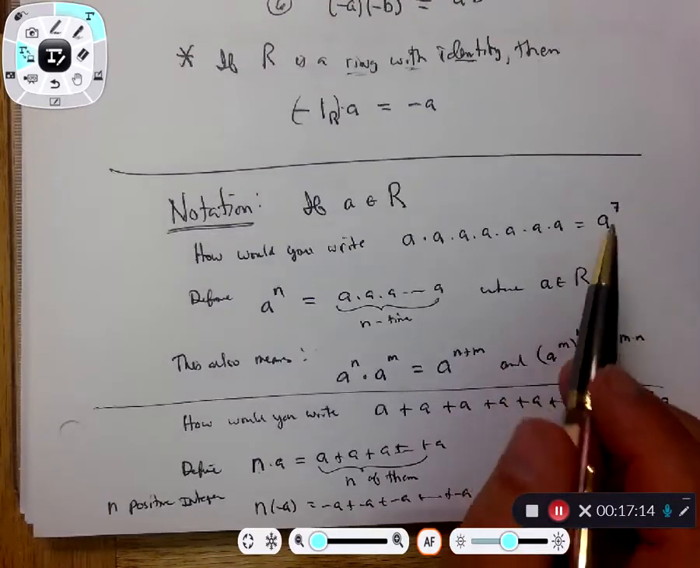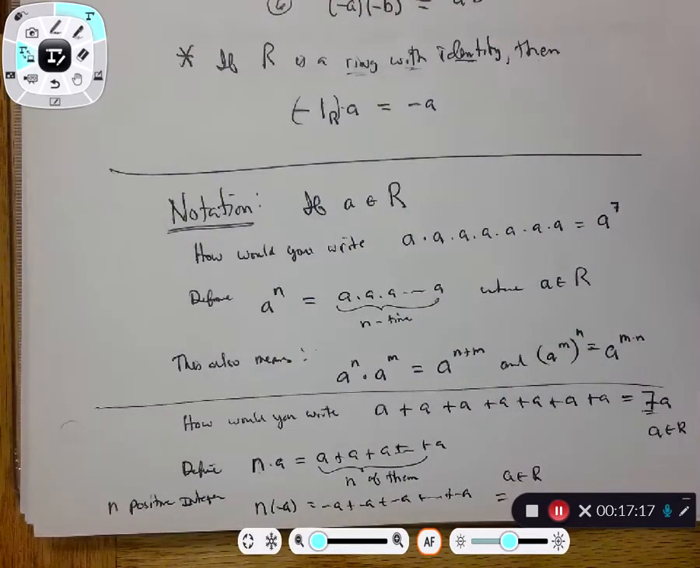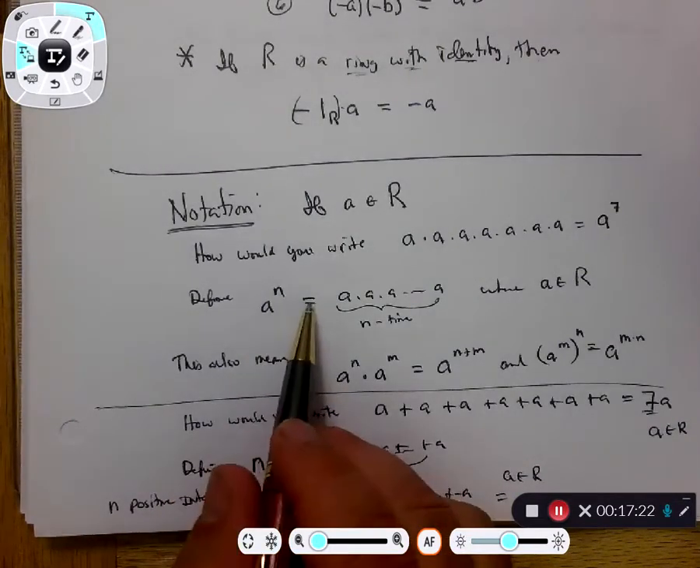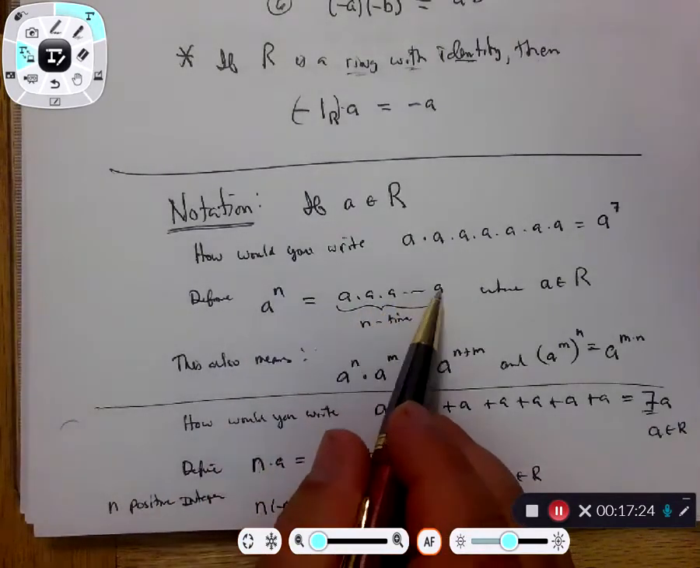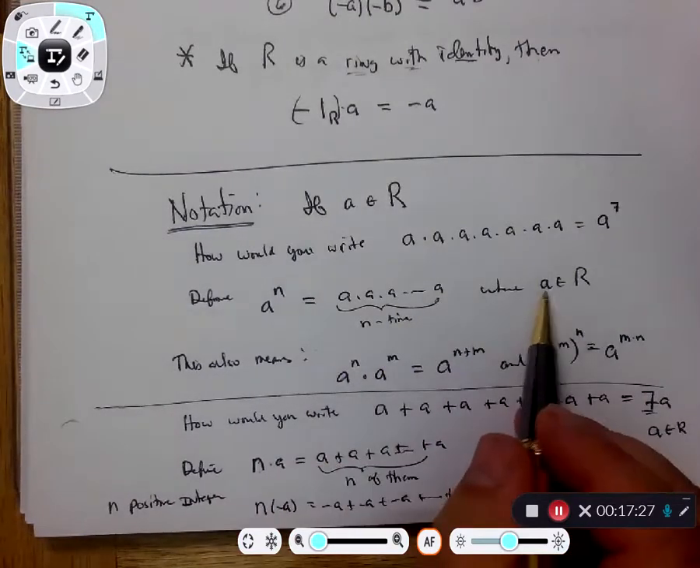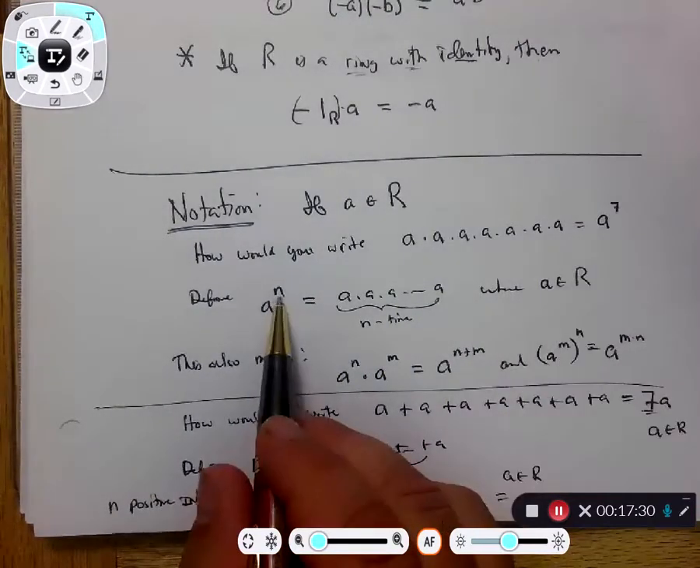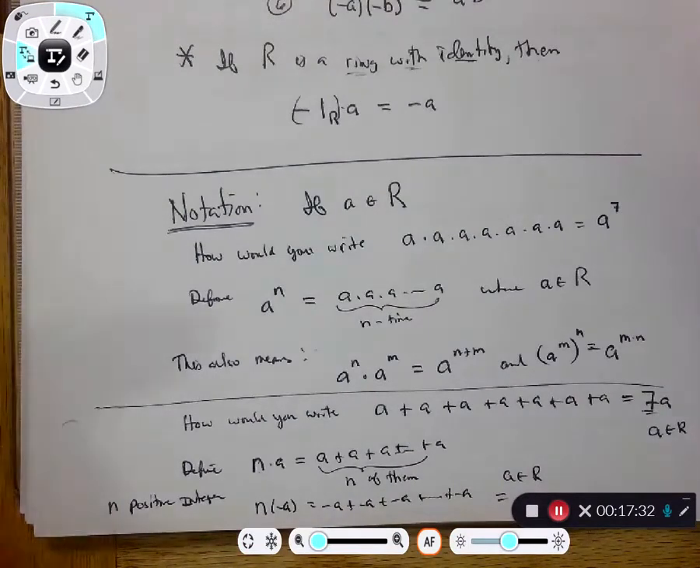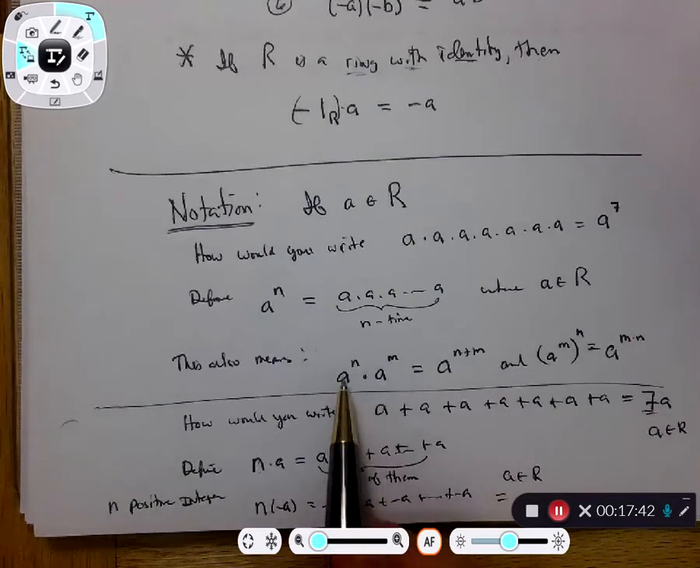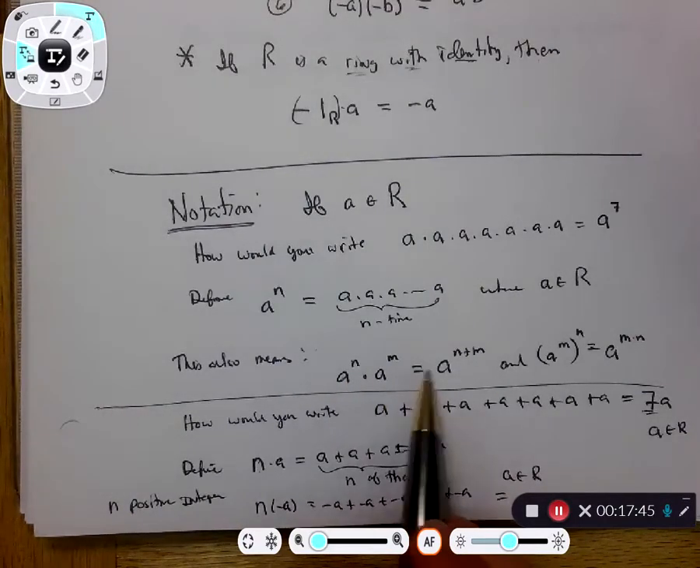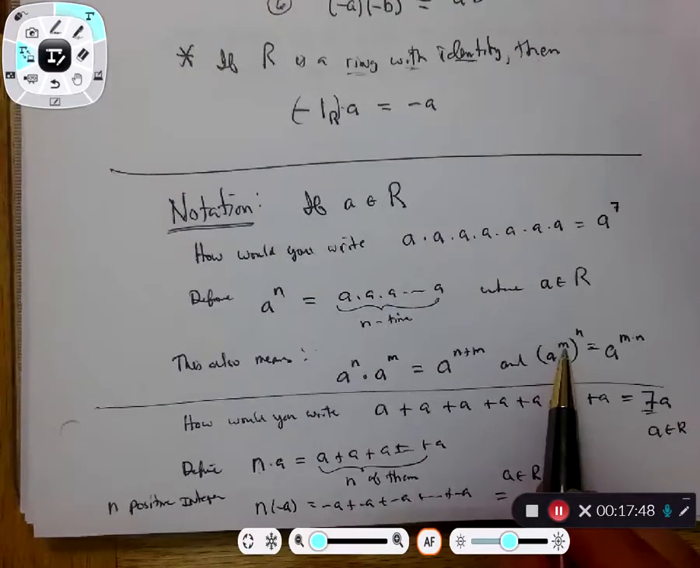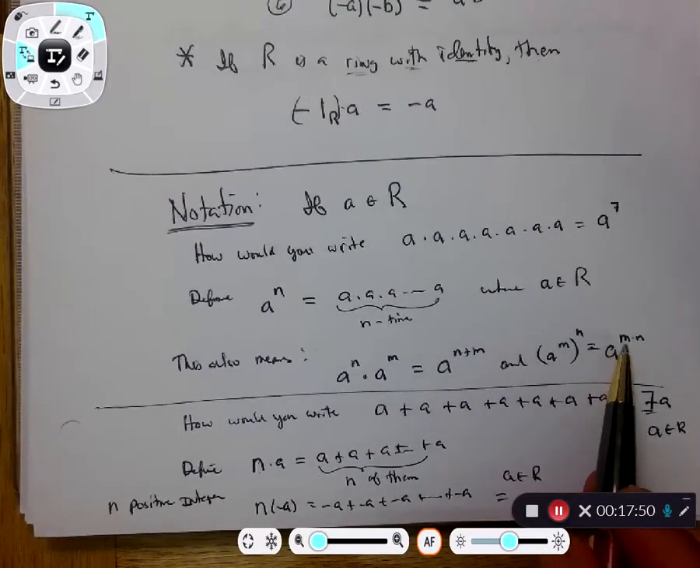So this is going to be your classic positive integer, countable number. We're going to define A to the n to be equal to A times A times A, dot dot dot, times A, n times, where A is an element of the ring, and n is some positive integer of how many elements you have. This means you have your classic exponential properties from high school algebra, junior high school, whatever, still with you. This also means that A to the n times A to the m would be equal to A to the n plus m, and A to the m raised to the n is the same thing as A to the m times n.